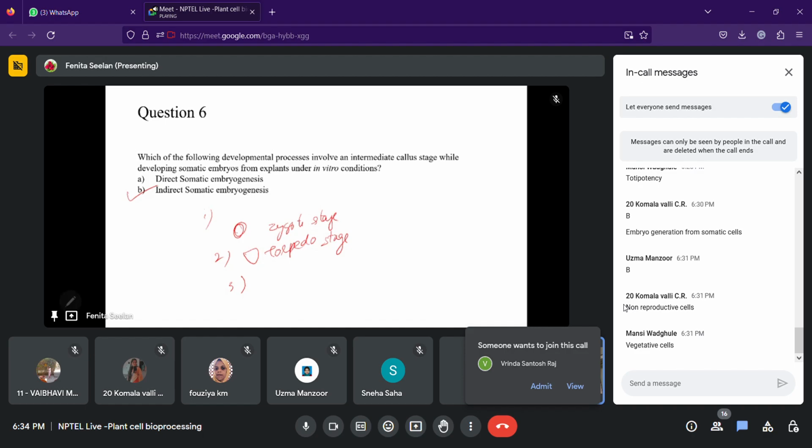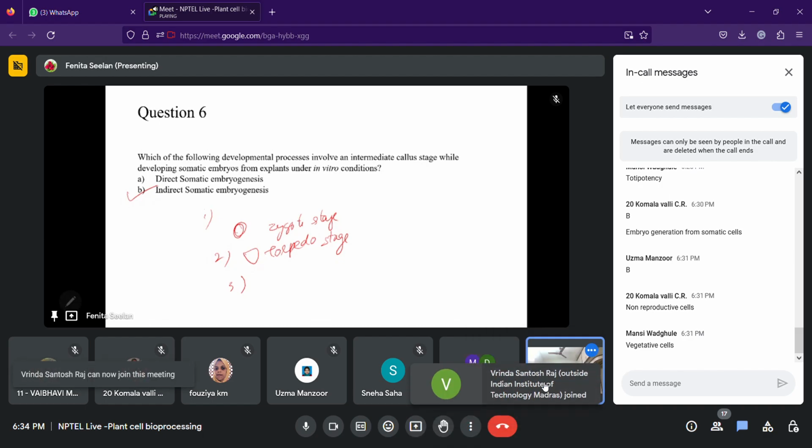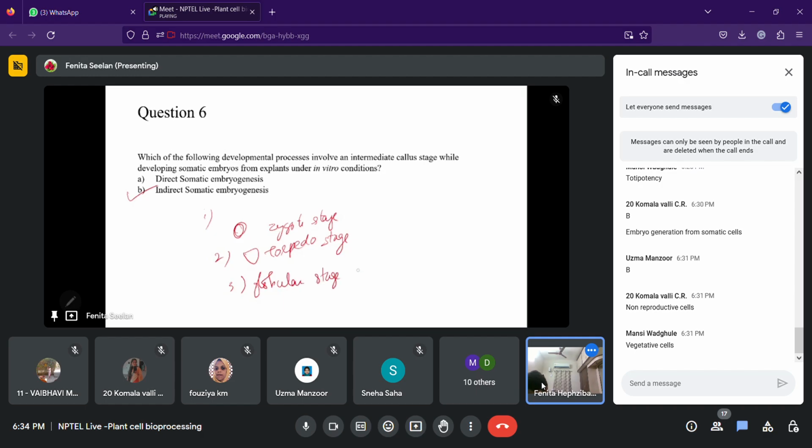Somebody wants to join. Then the globular stage, where they form globules. Then the 16 cell stage, like what happens before germination, which is heart shaped. I think this is the torpedo shape.